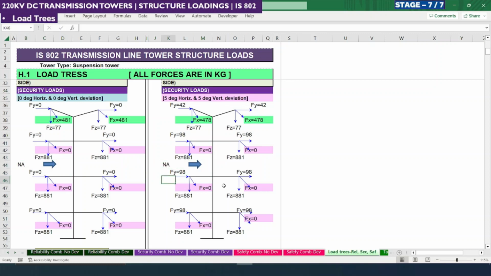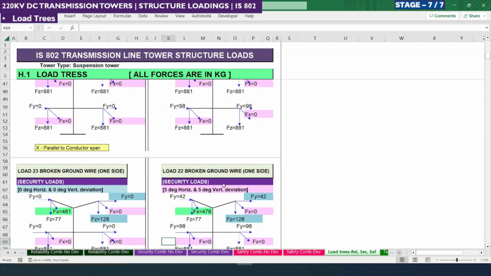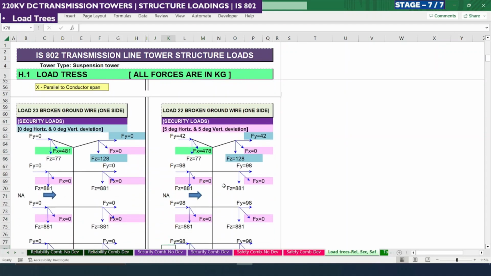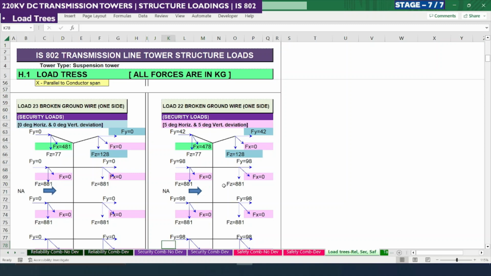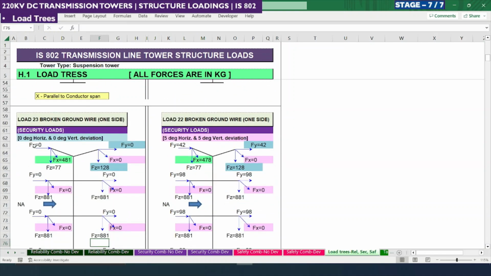Then next one is, we just copy paste this load tree, and the load cases we are changing to 23 and 22. In this case, one side of earth wire is broken. So it means the conductor forces remain same, which we had calculated above. Only the earth wire fixing point changes. Here also the earth wire forces remain same in the left hand side of the fixing point, but in the right hand side, because we are stating that one side of the ground wire is broken, here what we need to consider is the full weight.